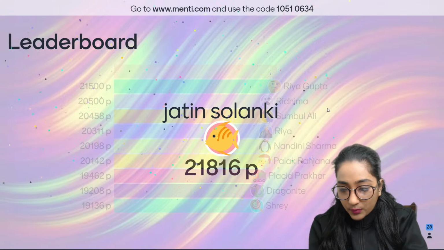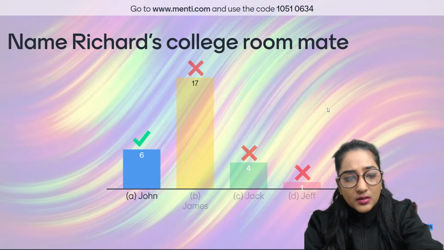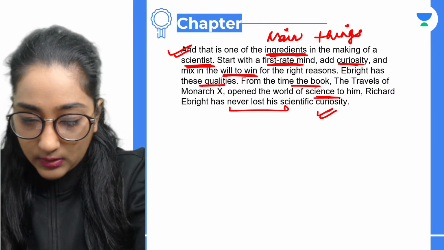Alrighty, here we go. Okay, so I told James only. No, what is it? Okay, guys. No, here John is not the right answer. Sorry, James is the right answer. Alright, let me just correct it for all of you. Okay, I'm so sorry for this. James is actually the right answer. Okay, I thought that we are talking about James only. Alrighty.